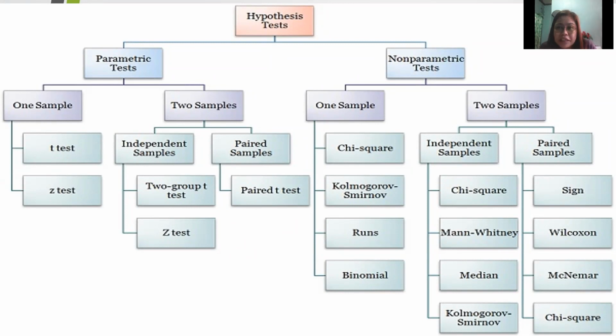So for the non-parametric test class, we again have one sample. We can use the following, the chi-square. Though the chi-square is the most used, we are not really that familiar with the other three. Even with two independent samples, we always use the chi-square. So if the t-test is really not applicable, then let's shift to chi-square. And then we have the Mann-Whitney. And for paired samples, we have the following: Sign, Wilcoxon, McNemar, and chi-square.